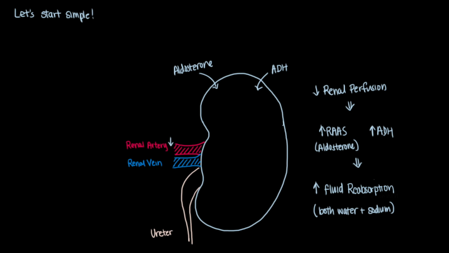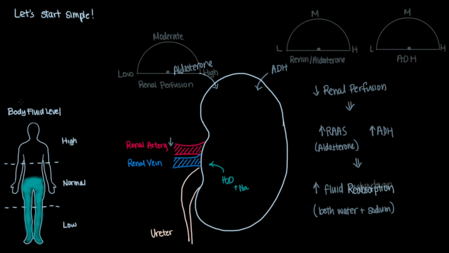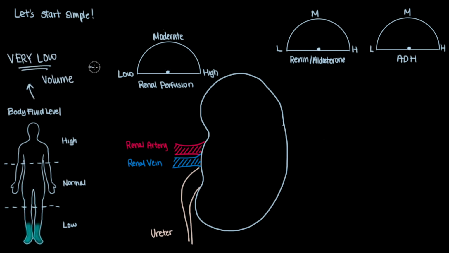And this all makes sense, right? Because if we're low on fluid, we want to reabsorb sodium and water at the right ratio to make sure that we are essentially reabsorbing isotonic fluid so that we get the volume we need and we don't mess around with the solute concentration. And usually in our bodies, we have a moderate amount of RAAS and ADH working to keep things in balance.